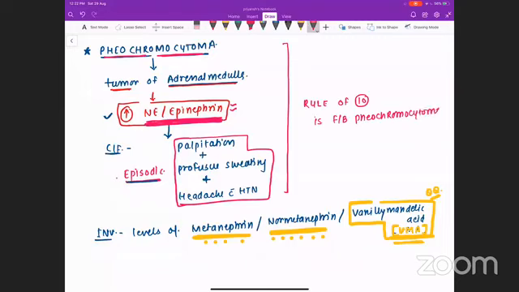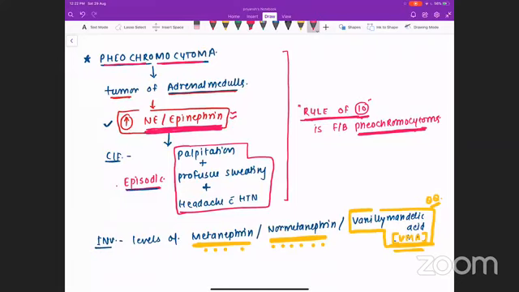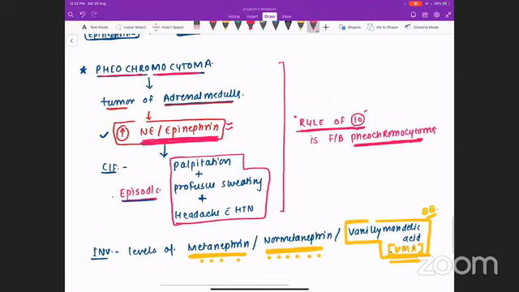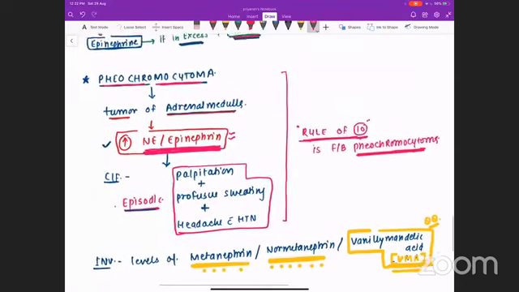I will not go into detail of rule of 10, why it is called so. It is 10% malignant, 10% bilateral, 10% extra adrenal. So pheochromocytoma follows the rule of 10. There are many things related with the number 10. So the rule of 10 is followed by pheochromocytoma. This is the first clinical correlation of this pathway.